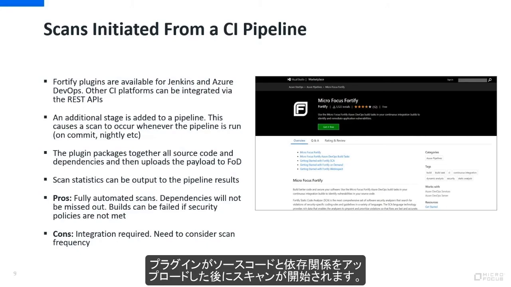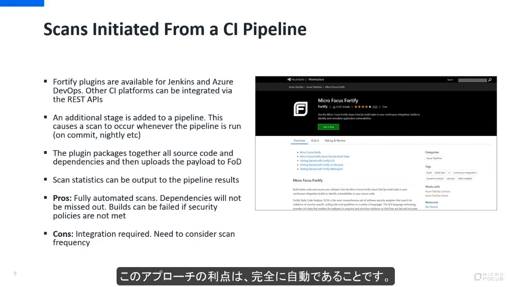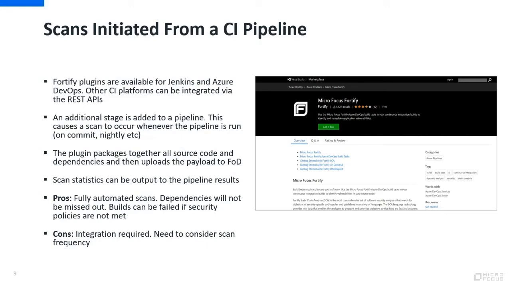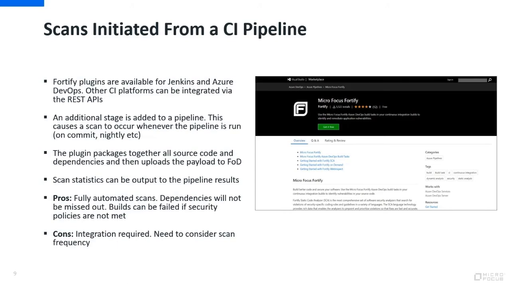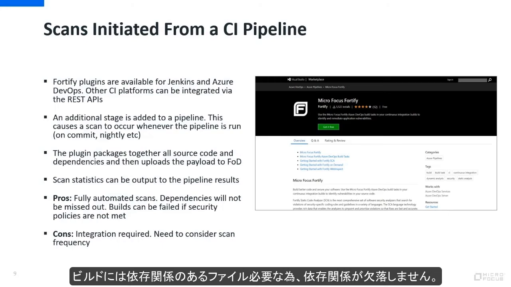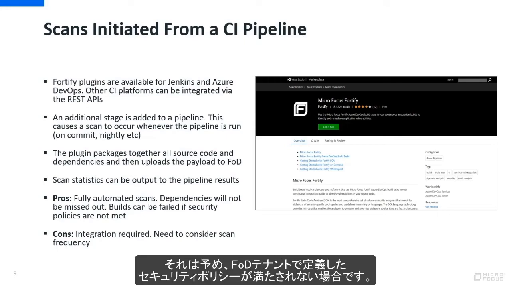The plugin packages together all the source code and dependencies, and then that's uploaded to FOD and the scan starts. And you can include scan statistics in your pipeline results. The pro of this approach is it's obviously a fully automated approach. And because you probably build already within that pipeline, dependencies will not be missed out, because you have to do dependencies in order to be able to build. Additionally, you can also fail builds if the security policies that you defined on your tenant are not met.